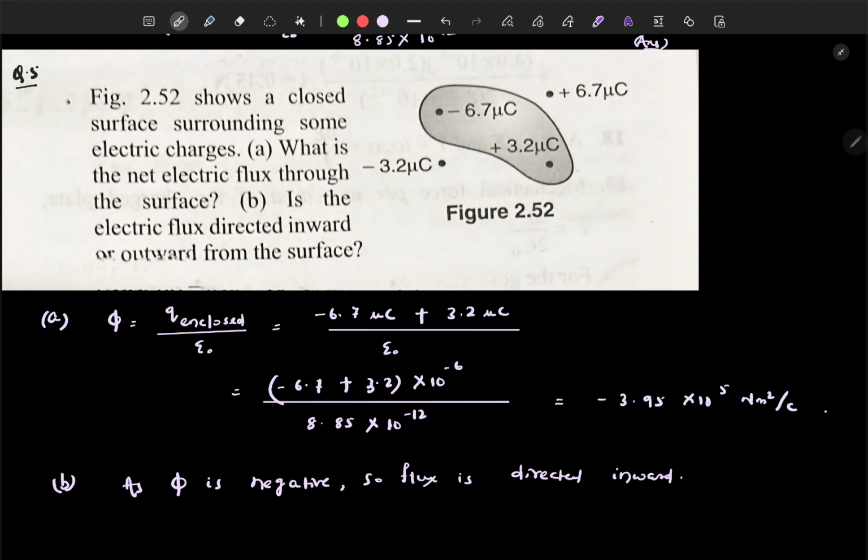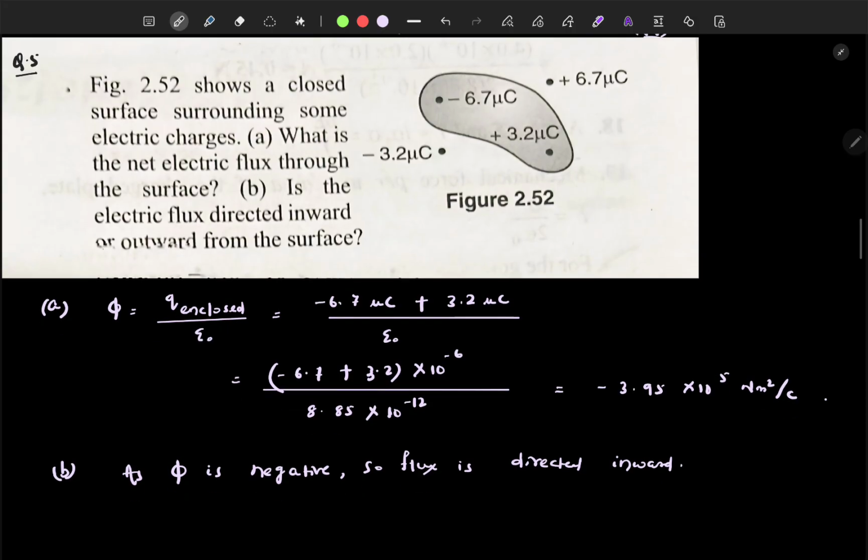Go through that comment properly. After that solve the numerical in your own way.